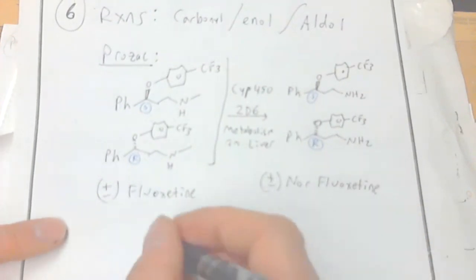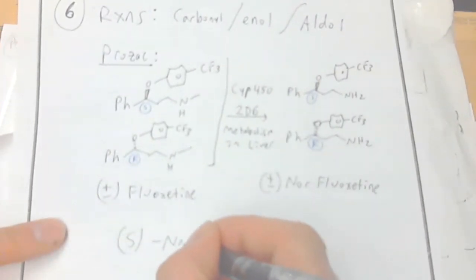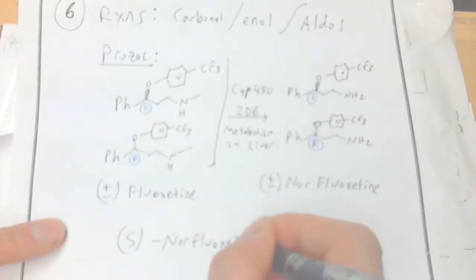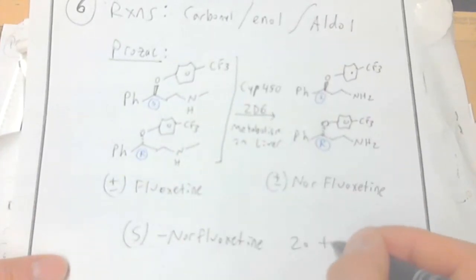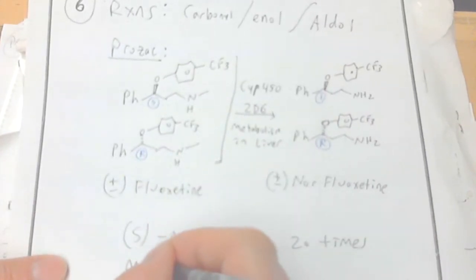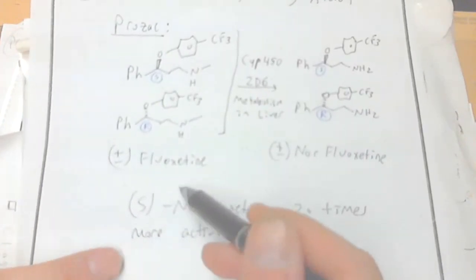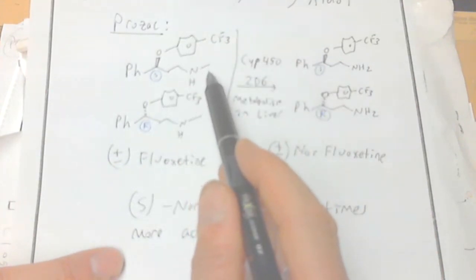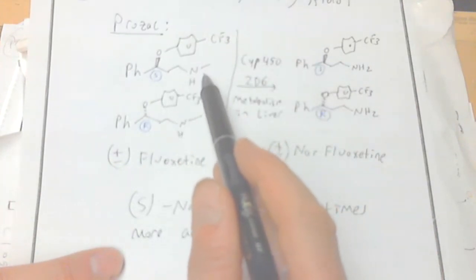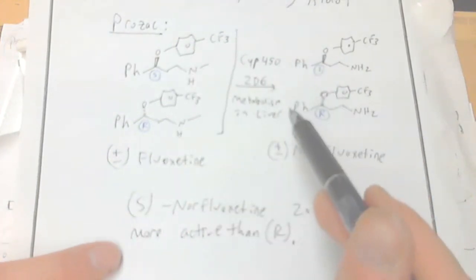And it turns out that the S norfluoxetine is 20 times more active than R. And that would suggest maybe this would be a good thing to market, produce this as a single enantiomer and then create a more potent drug.